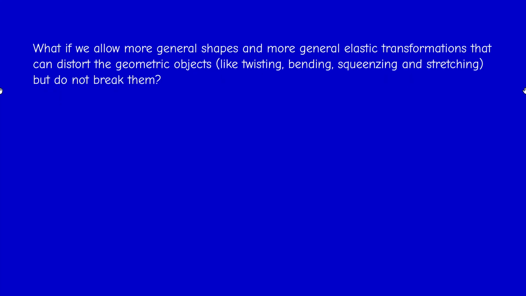But now, what if we allow more general shapes and more general elastic transformations that can distort these objects, like twisting, bending, squeezing, stretching, but we don't break them? These transformations are called continuous. So intuitively, you can always think of a function as being a geometric transformation that takes an object into another object. As long as the transformation or distortion does not break the object, it's called continuous.